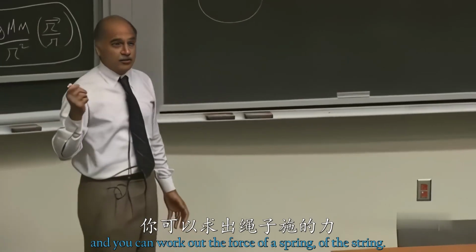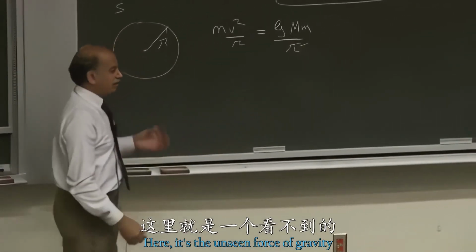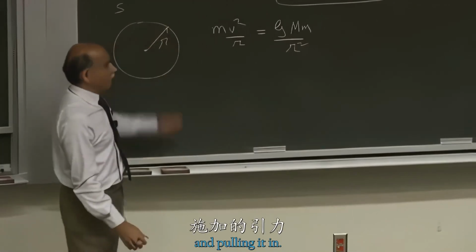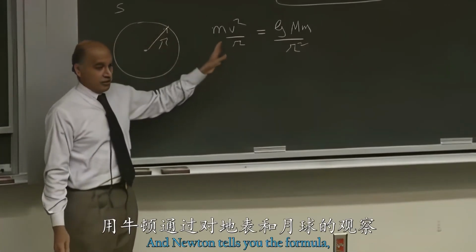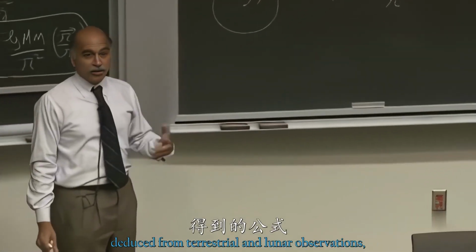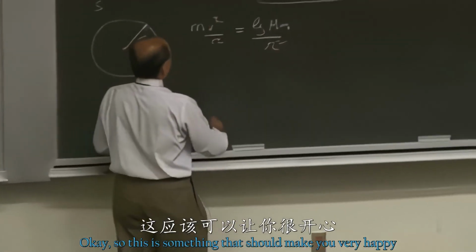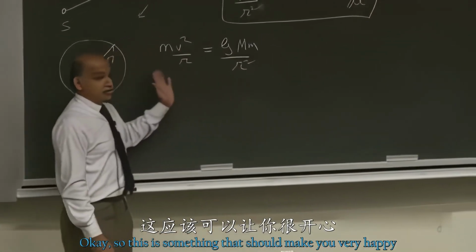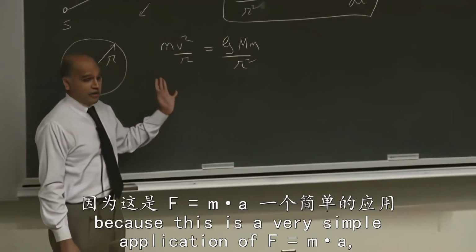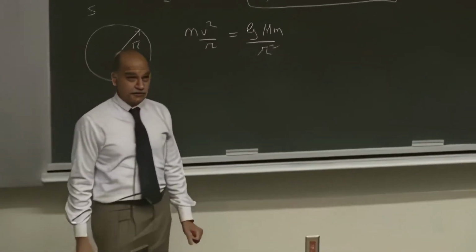And you can work out the force of the string. Here, it's the unseen force of gravity from the sun reaching out to the planet and pulling it in. Newton tells you the formula, deduced from terrestrial and lunar observations, now applied to planets. Okay, so this is something that should make you very happy because it's a very simple application of F equals ma, but you're describing planetary motion now.